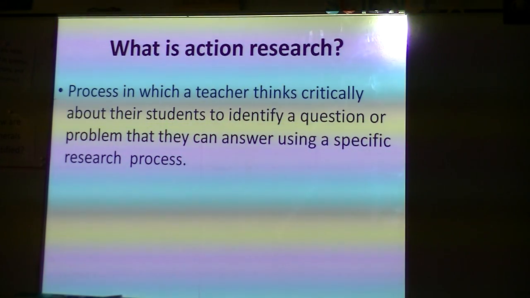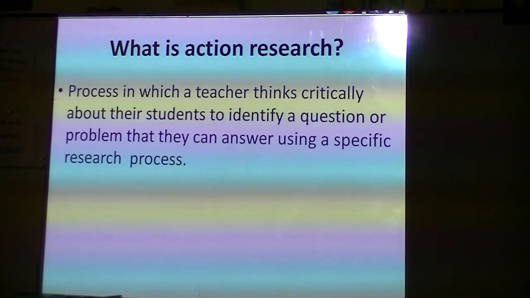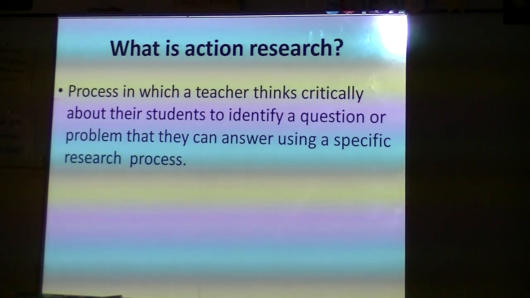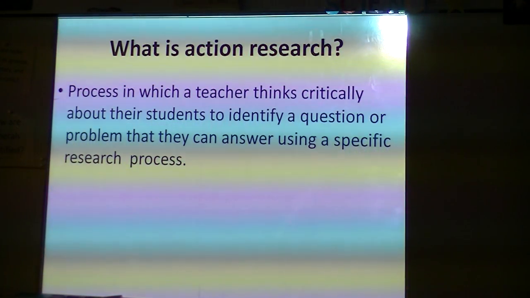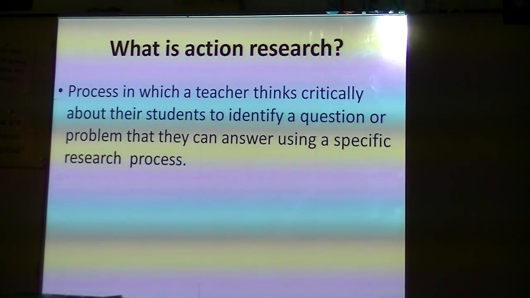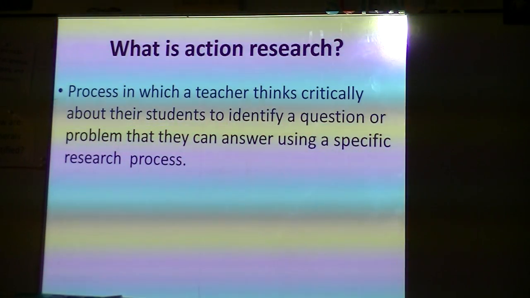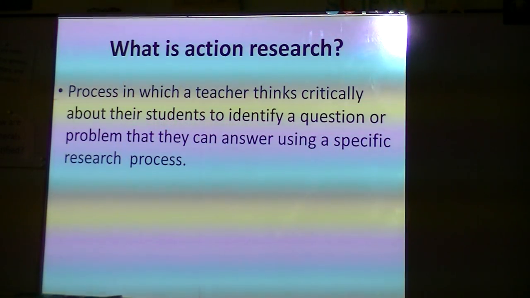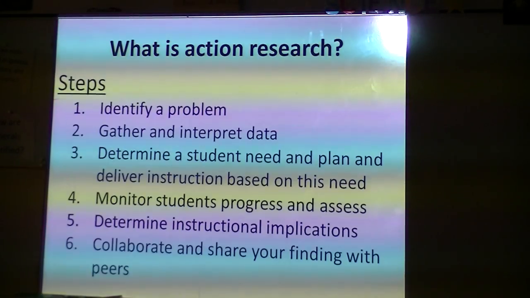Now, what is action research? It is a process in which a teacher thinks critically about their students to identify a question or problem that they can answer using a specific research process. And I will go through the process here in a minute.